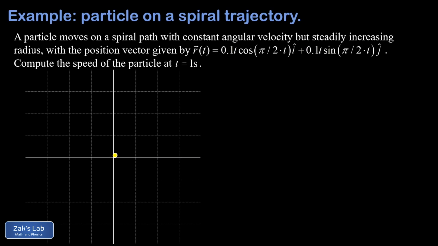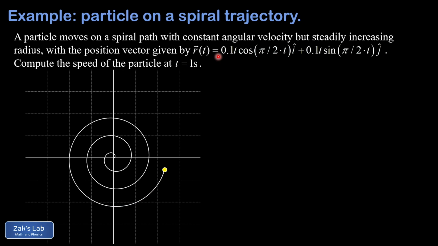In this video, we're studying the motion of a particle that's moving on a spiral trajectory at constant angular velocity but increasing radius. So the position vector for this particle is given up here by r of t equals 0.1 t cosine pi over 2 t i hat, and then a similar term, 0.1 t sine pi over 2 t j hat. So the way to look at this is that we have an object moving with constant angular velocity of pi over 2 radians per second.